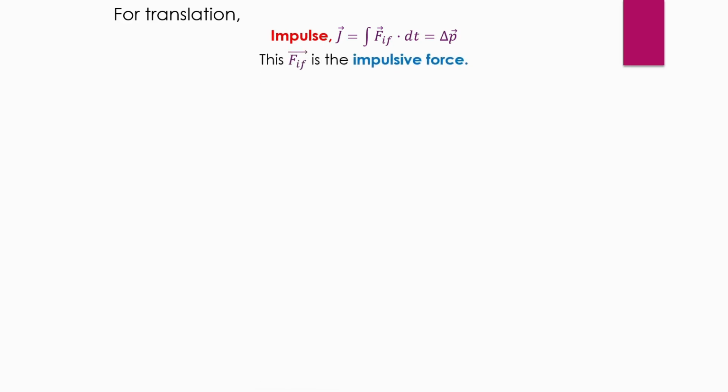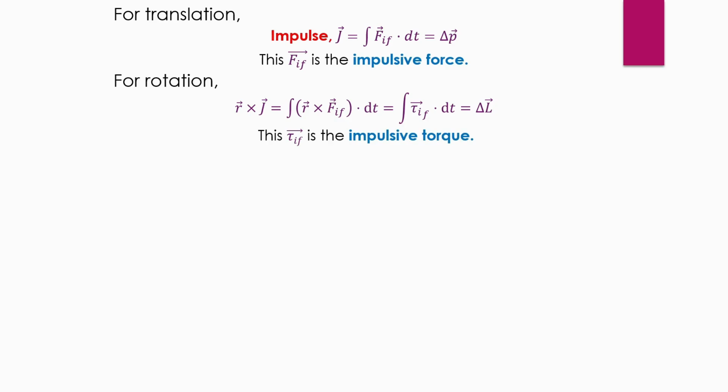Okay, now let's move into the next slide where I have written, for translation, the impulse, denoted by J, is actually the integral of F dt. That is why I am saying that impulse gives us an idea about the change in linear momentum or angular momentum. Here it is for translation, and here it is linear momentum, delta P. So F_IF vector is the impulsive force vector. Now for rotation, the same thing happens, just we have to take a cross product with the radius arm, that is r cross J, giving us the integration of tau dt, which will give us eventually the change in angular momentum, delta L vector. So tau_IF vector is the impulsive torque vector.